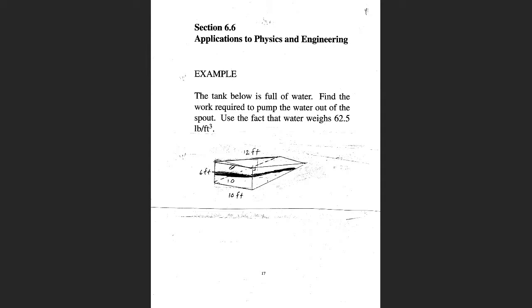Okay, all right. So in this problem, we have a tank full of water. Find the work required to pump the water out of the spout. Use the fact that water weighs 62.5 pounds per cubic foot. This is an interesting shaped tank. It's a triangular tank on the side.